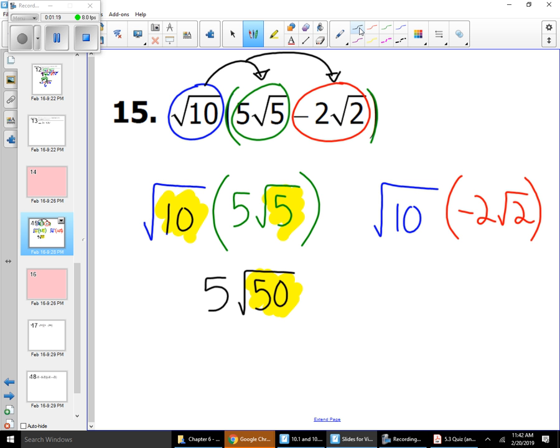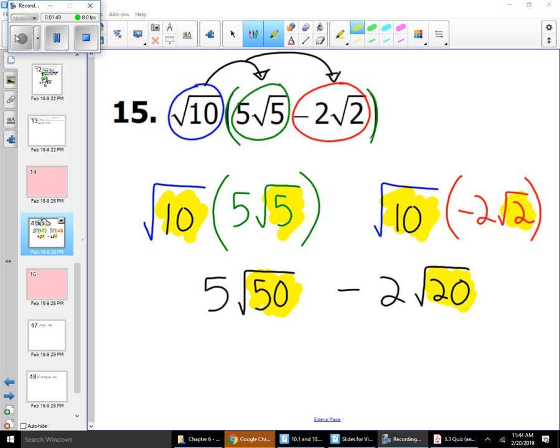Jumping over to the second set, same idea. We've got that product rule. Now it's a 10 and a 2. So the 10 and the 2 will multiply to give us a root 20. Keep in mind that root 10, that square root of 10, is a positive number. We're multiplying a positive by a negative, so the end result will be negative. Once again, the 20 coming from the 10 times 2.